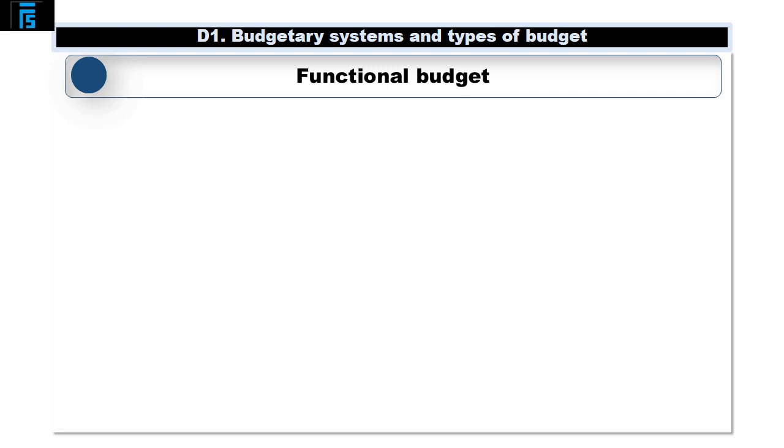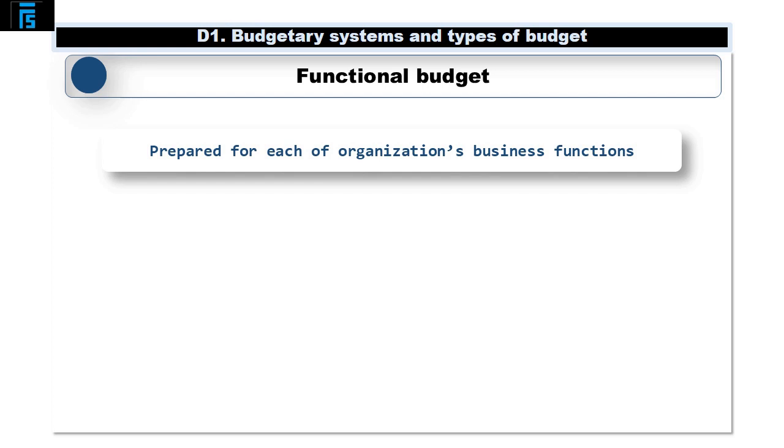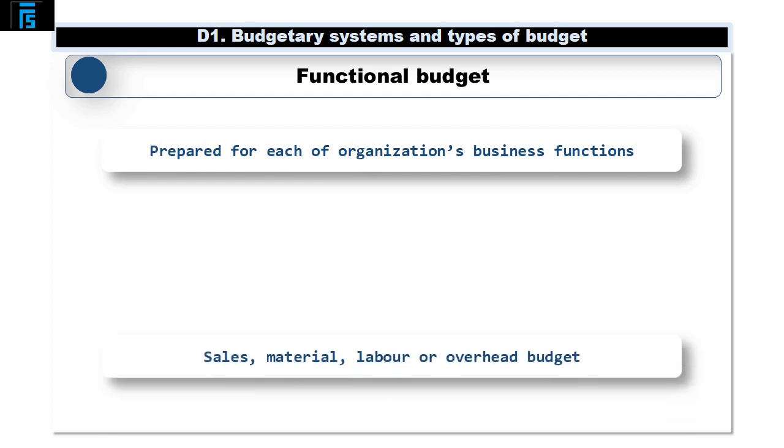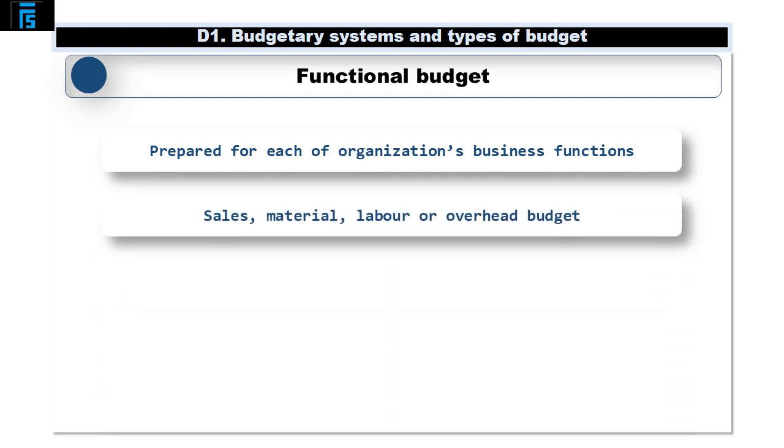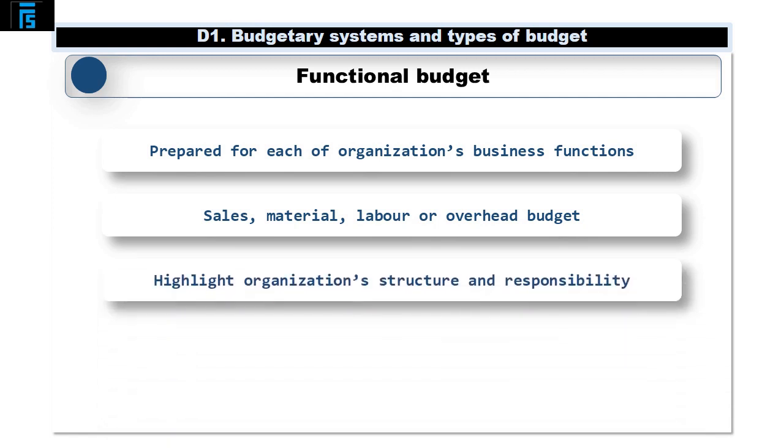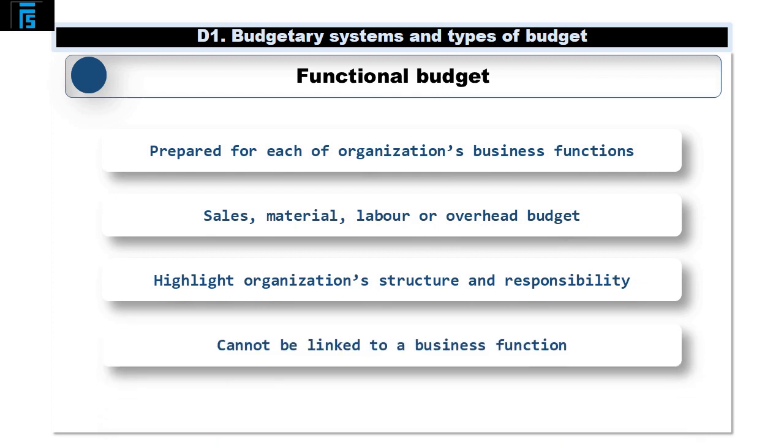Functional budget. A budget can be prepared for each of the organization's business functions. So, a sales budget may be prepared, or a material or labor or overhead budget could be produced. These functional budgets can be useful in that they highlight the organization's structure and responsibilities. However, many costs could be incurred which do not relate specifically to any particular business function.